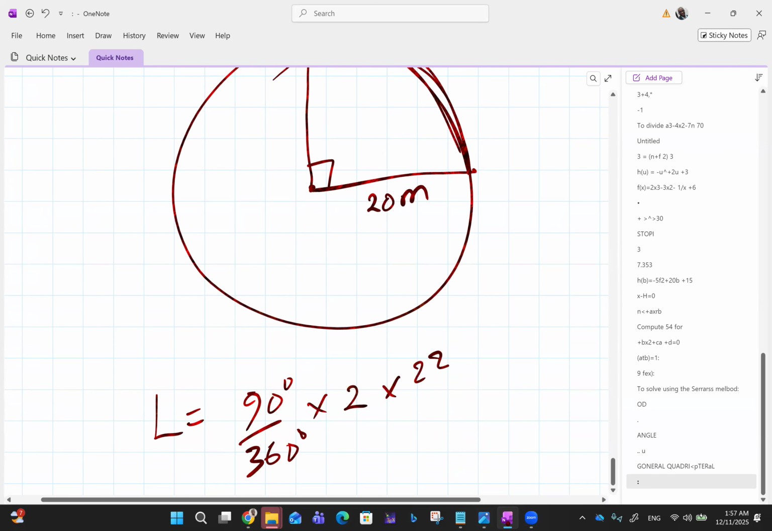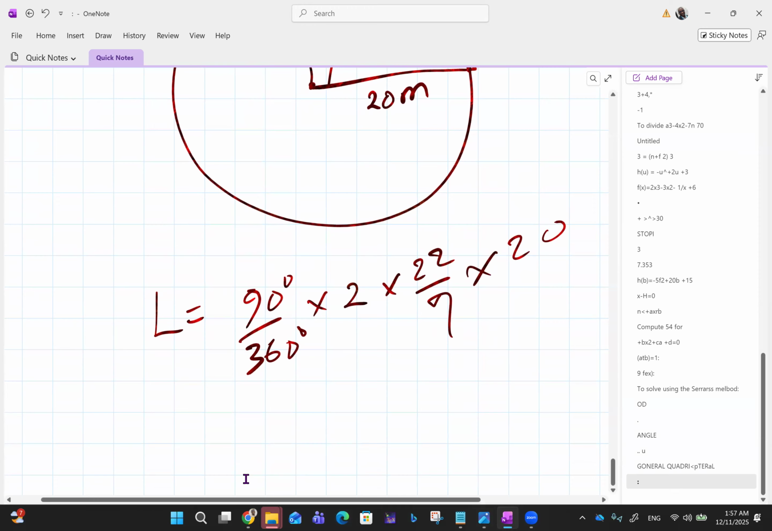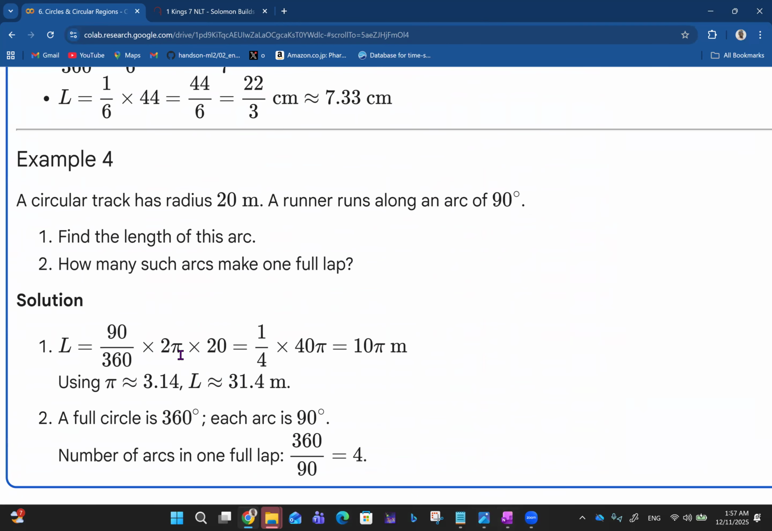That's 2 times 22 over 7, and the radius is 20. So you can just resolve this and you get your result, which we have here already. That's 90 over 360 times 2 pi times 20, which is 1 over 4 times 40 pi, which is 10 pi meters. Using pi approximately 3.142, the length is 31.4 meters.